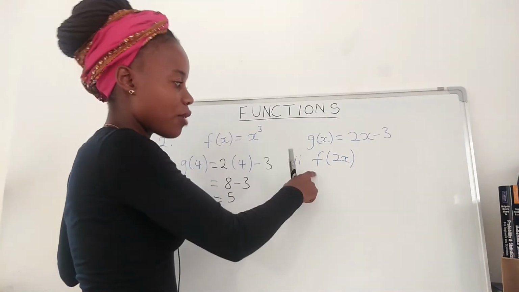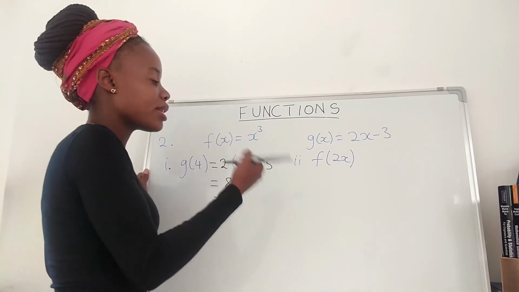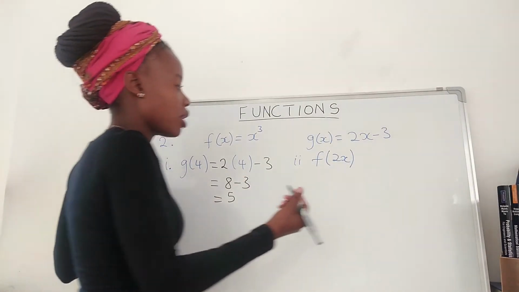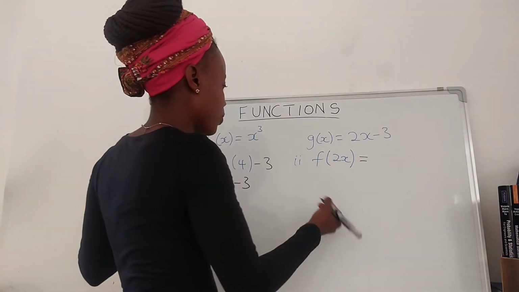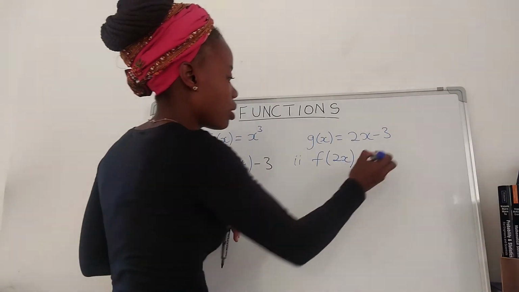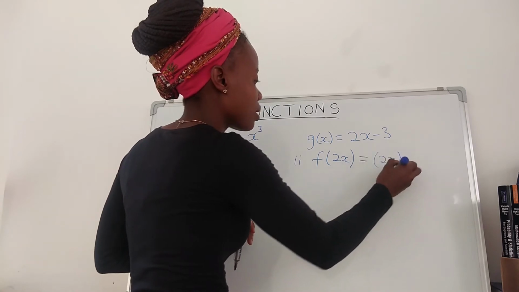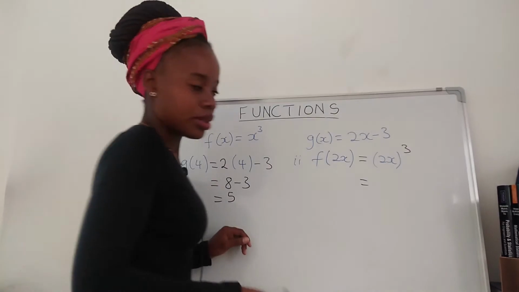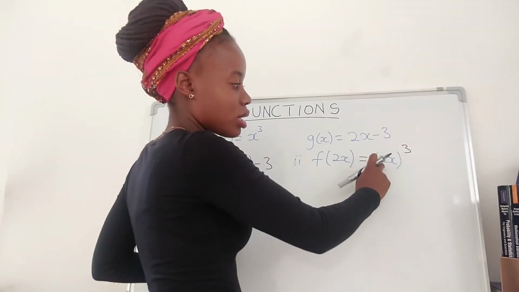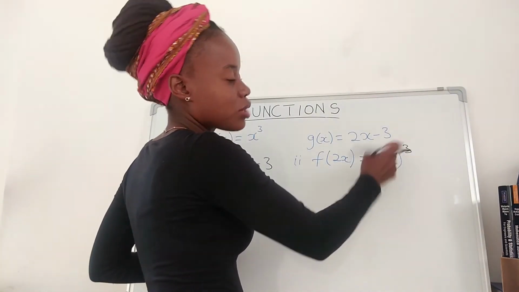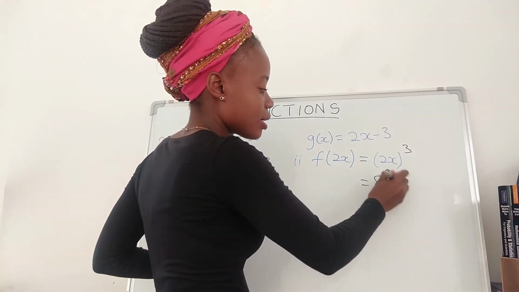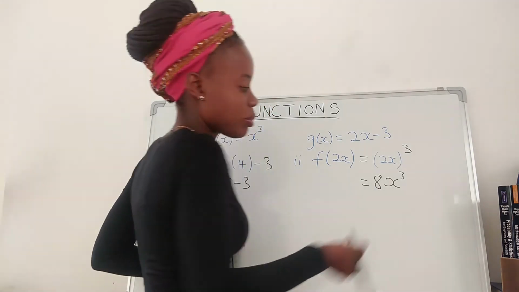What about f of 2x? Where we see x in this, we just substitute 2x. Okay? So we're going to have (2x) to the power 3. Okay, laws of indices, you know that this is 2 to the power 3 and x to the power 3, right? 2 to the power 3 is 8 and x to the power 3 is x to the power 3.